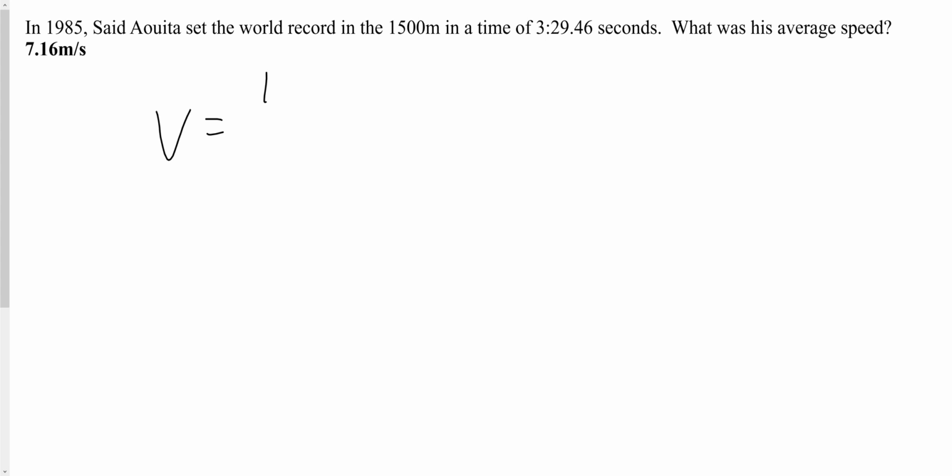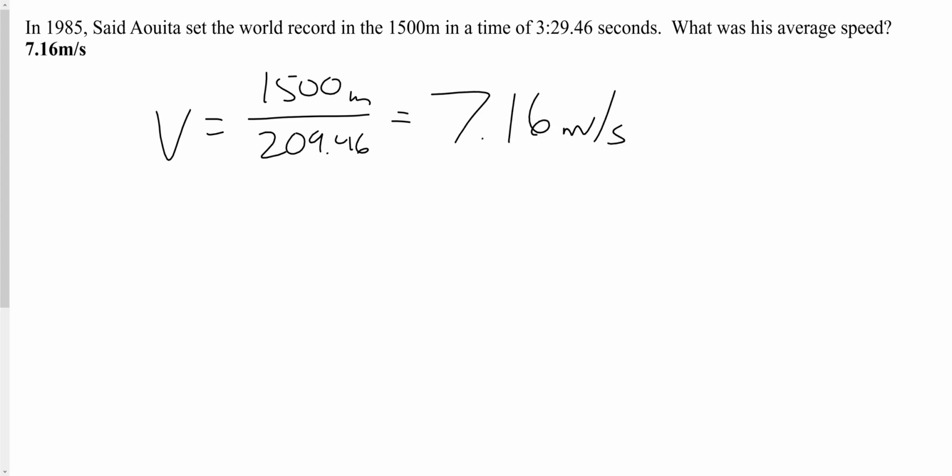We know the distance is 1,500 meters, and we are looking at 209.46 seconds, if my math is right. When we divide those two, we get 7.16 meters per second, which may not sound fast, but that's 3 3/4 laps of the track out back at 7.16 meters per second.